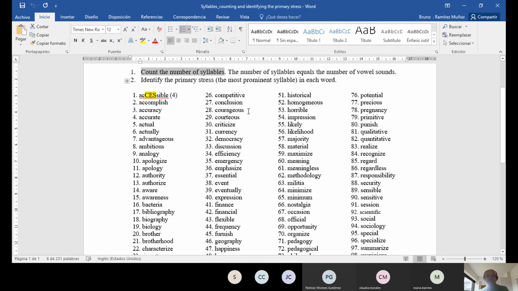We're going to say this word has 3 syllables, 4 syllables, 3 syllables, or we can say this is a 3-syllable word. This is a 4-syllable word. Okay, for example, the example number 1, accessible is a 4-syllable word, or accessible has 4 syllables. 4 syllables.